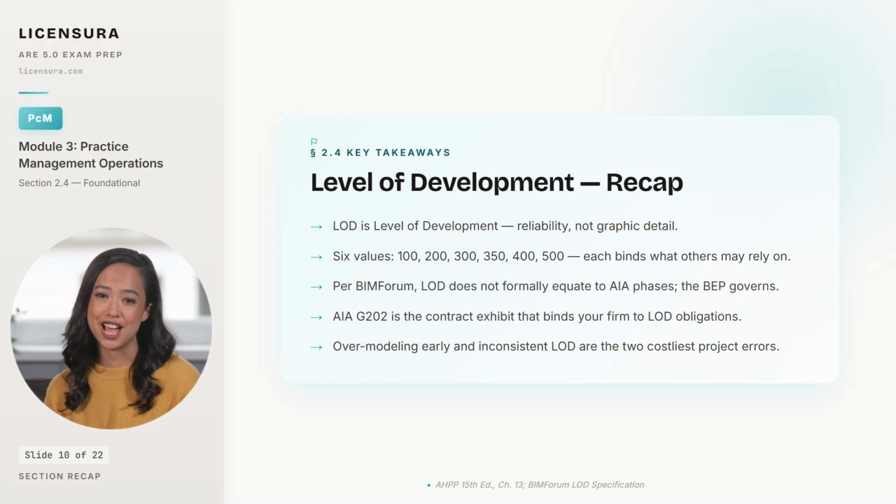The project's BIM execution plan governs which LOD is required at each phase, and your firm should never let a project start without that BEP negotiated. AIA G202 is the contract exhibit that binds your firm to specific LOD obligations, so the BEP numbers translate into legal liability the moment the contract is signed. And the 2 costliest project errors are overmodeling early and inconsistent LOD across elements. Both burn hours and erode team trust in the coordination data.